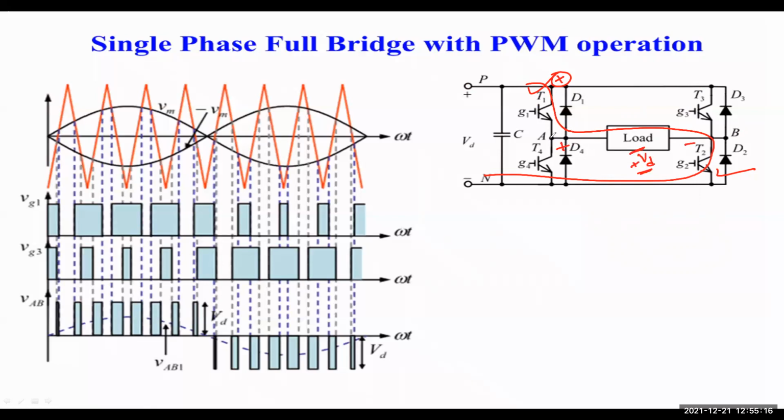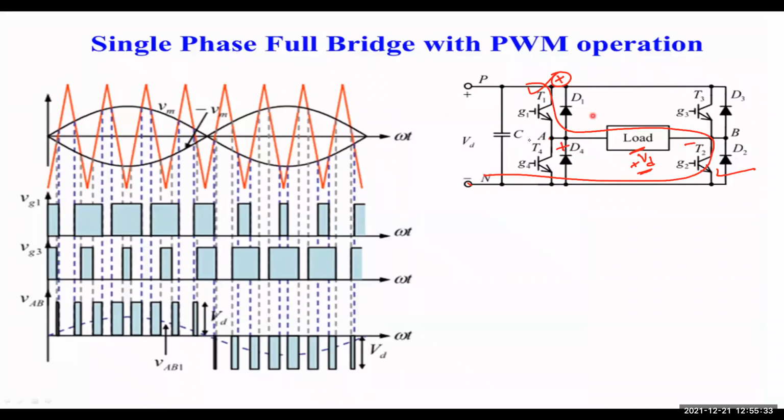So the voltage polarity here is plus, and the negative polarity is connected to the other side. Understand? If devices T1 and T2 are turned on, the polarity of the voltage across the load is: A is plus and B is minus. Like this, we will generate positive voltage. Clear?